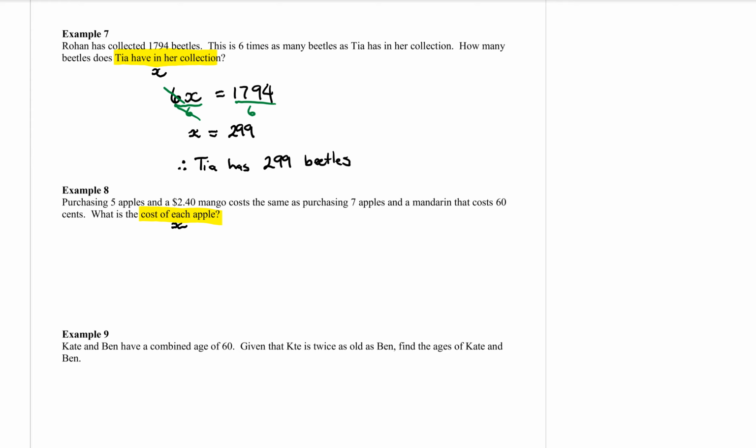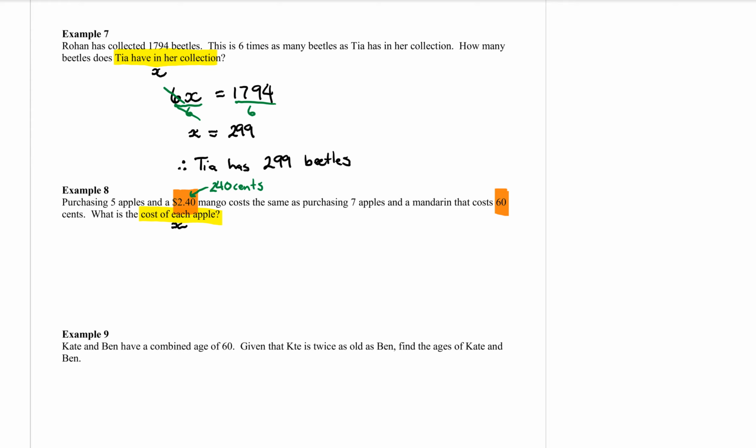There is another problem with this question in that I'm given different units of money. The mango costs $2.40, so that's in dollars, but the mandarin costs 60 cents. Okay, so I can't have different units. What I'm going to do is change that $2.40 into cents. Now remember, every dollar has 100 cents. So if I times that by 100, that would be 240 cents.